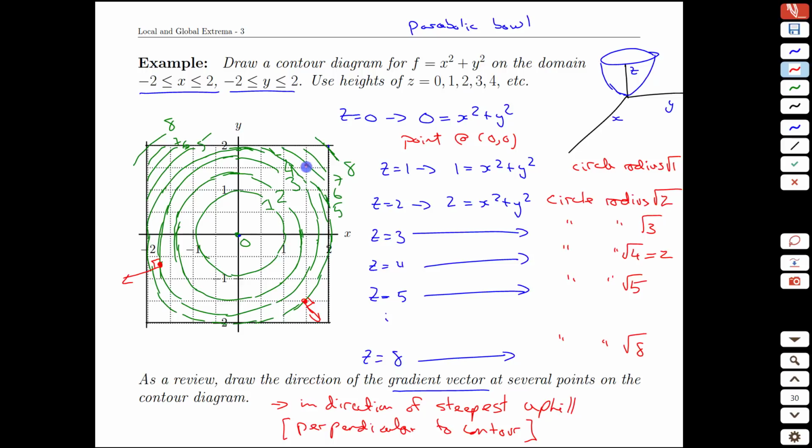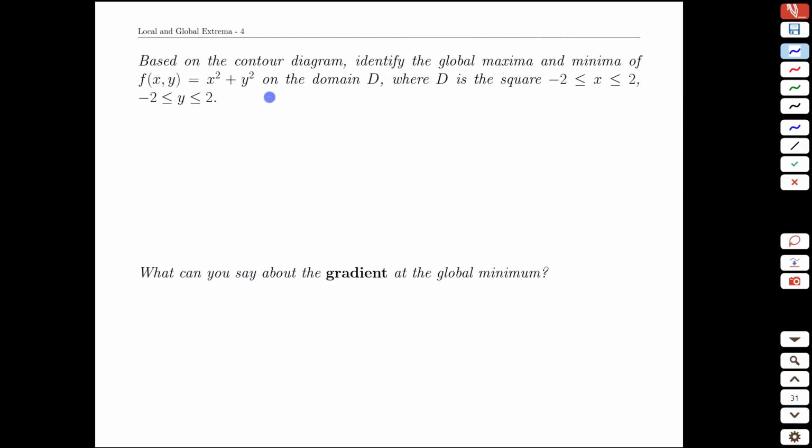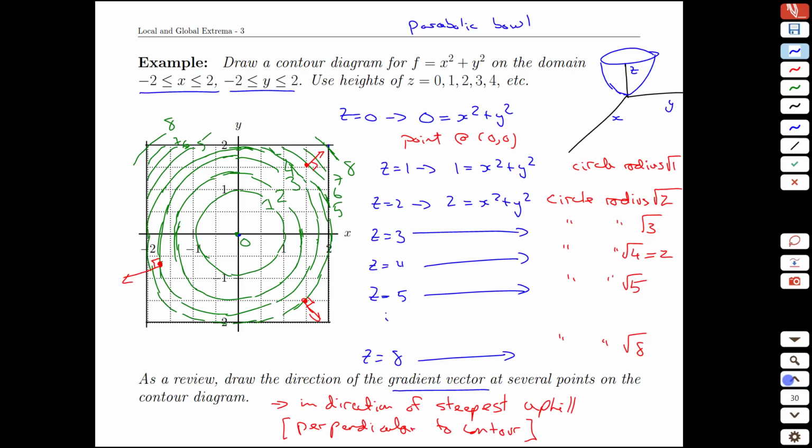If we pick points that are close to the corners, we can see where we should go to go higher on the graph. We should go towards the corners here. So that's the gradient vector, and it will play a role a little later in optimization. But for now that we have the entire contour diagram, we can actually identify the global max and mins of that function limited to the domain that we drew. Let's take a look at that.